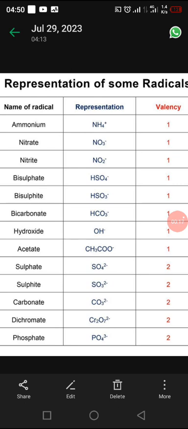So last tuition ended on the topic called naming of compound, of which we looked at binary type 1 naming of compound, and also some of the rules that were attached to it.